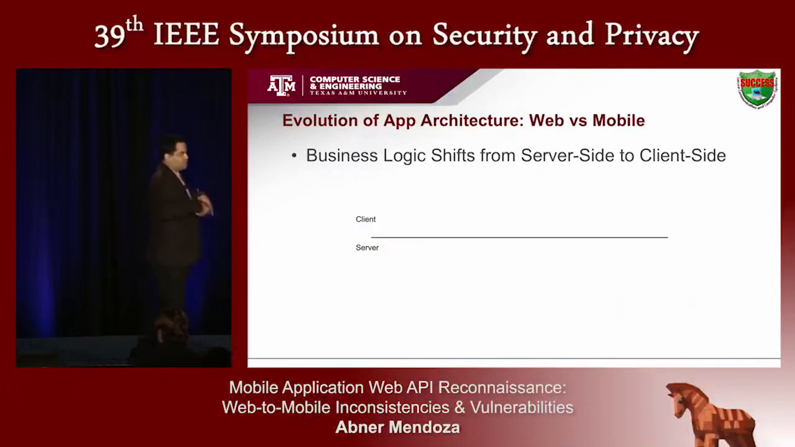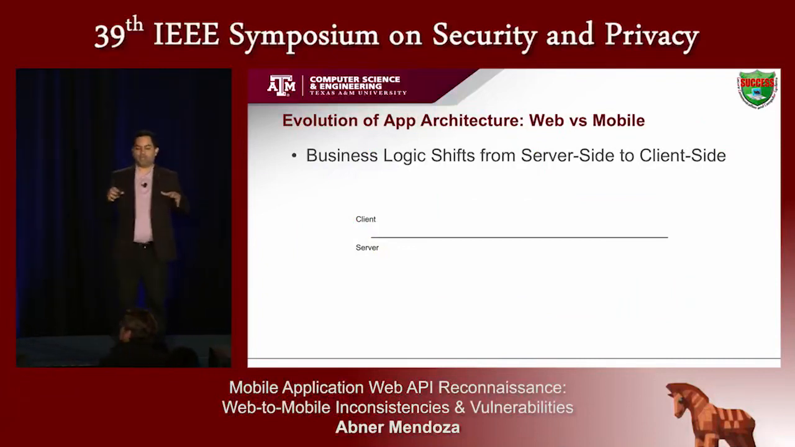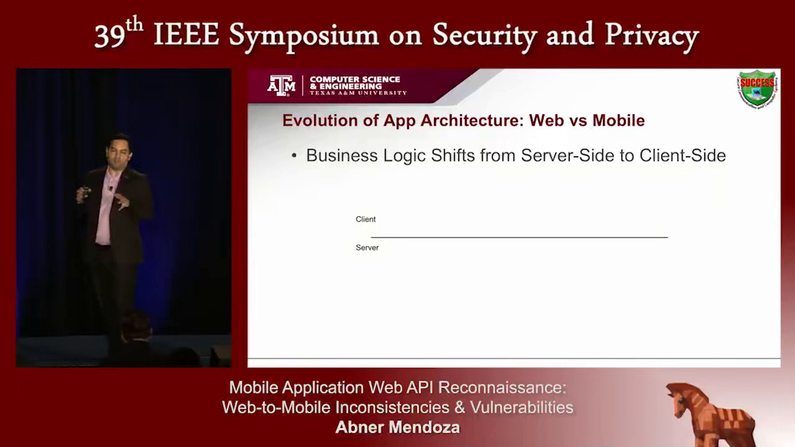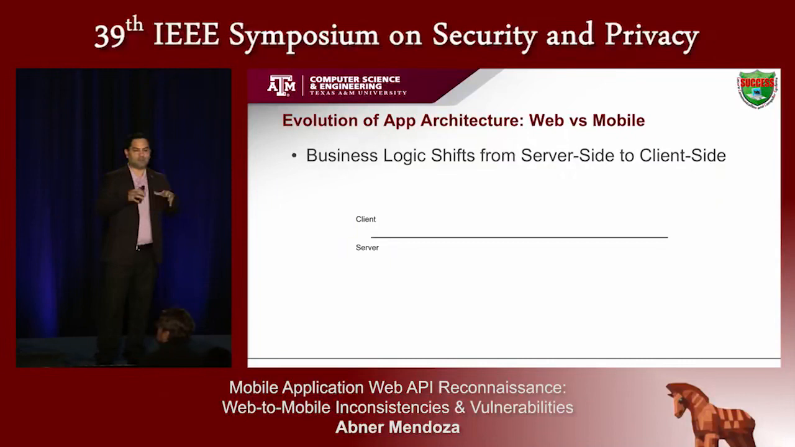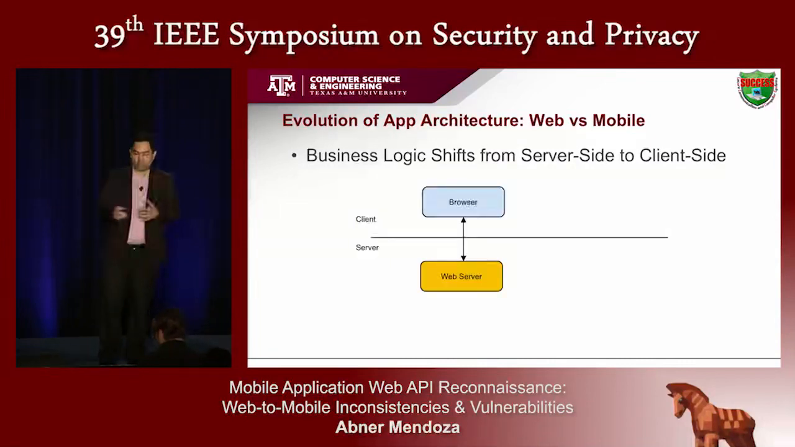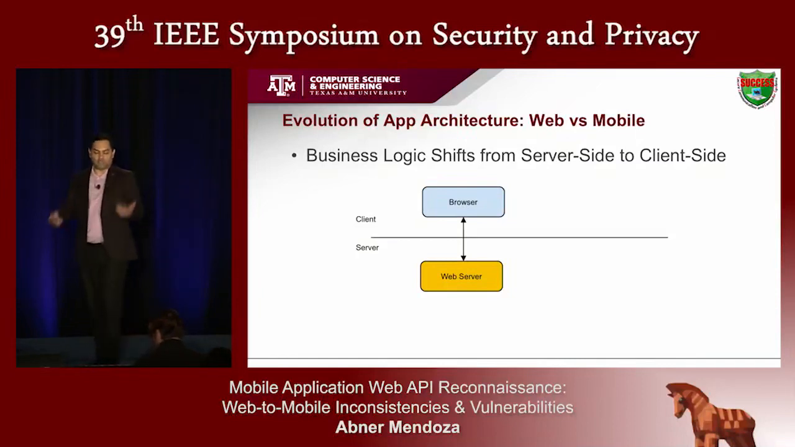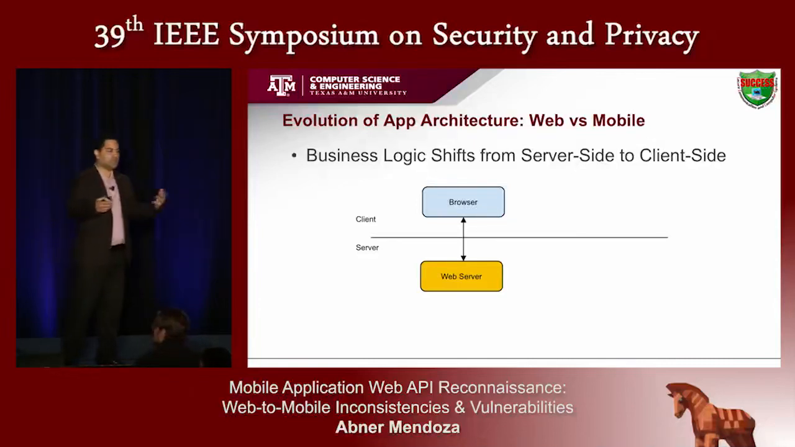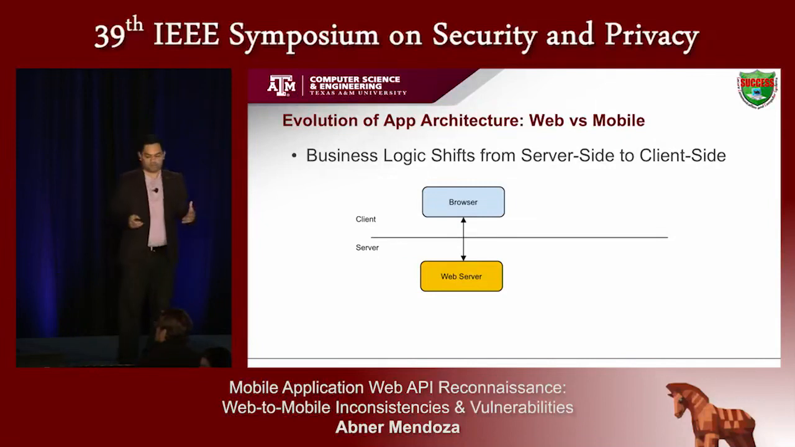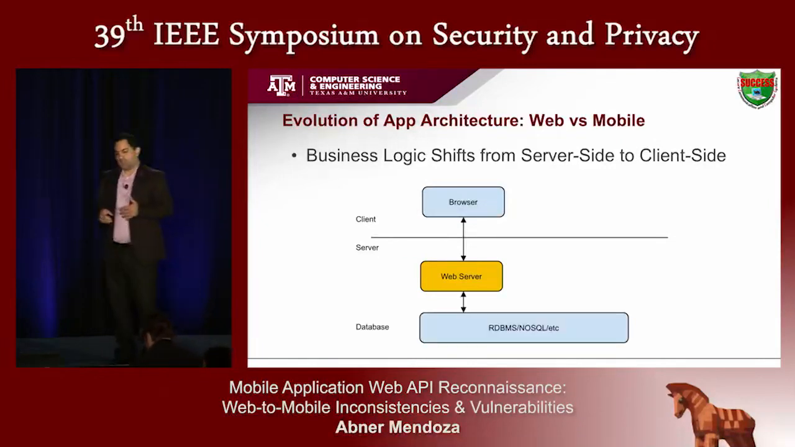So if we take a step back and look at the evolution of web versus mobile applications, specifically from the perspective of where the business logic is implemented. On the left here, we have the typical architecture of a web application, where the business logic and the heavy lifting is actually implemented in the web server, right? And the browser merely serves for rendering the UI, let's say. And there might be a database layer at the bottom.